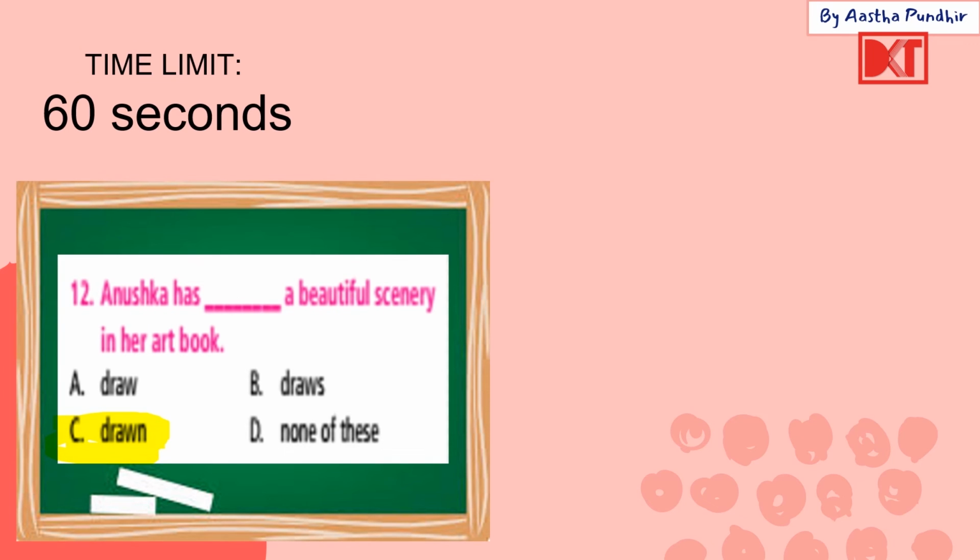First of all, has. Has is used when we have to talk in the perfect sense, in the perfect tense, and for perfect tense we need the V3 form. V3 form is here drawn. Draw is the infinitive form, the base form, draws is the simple present form. So Anushka has drawn a beautiful scenery in her artwork. Present perfect tense.